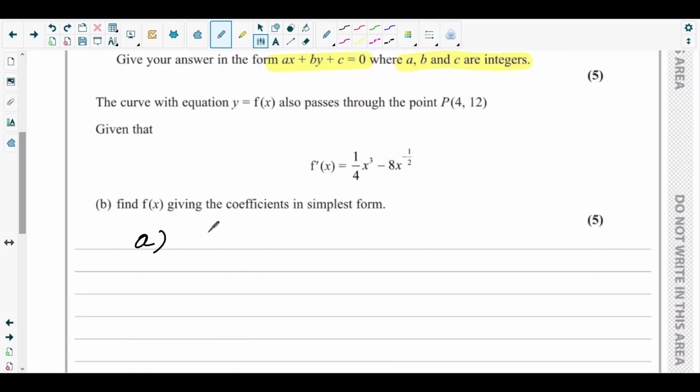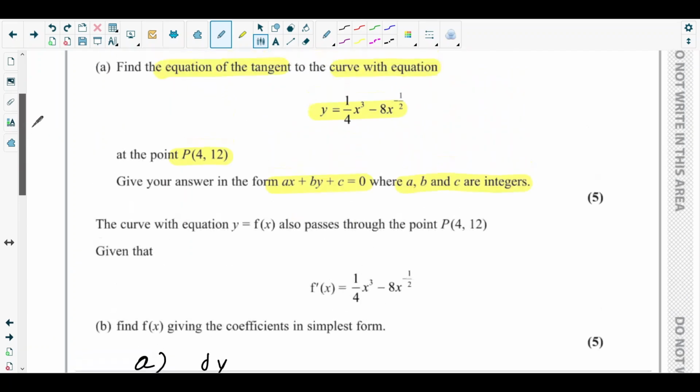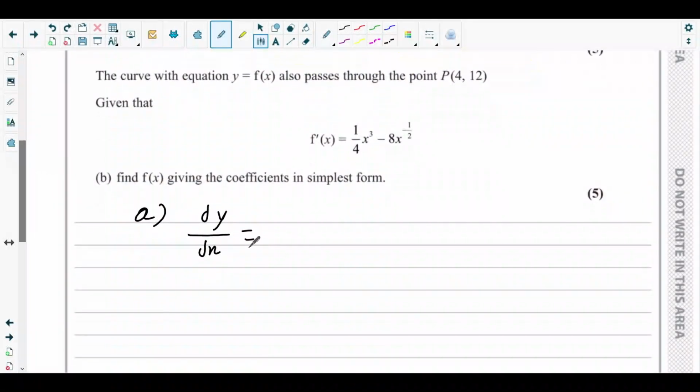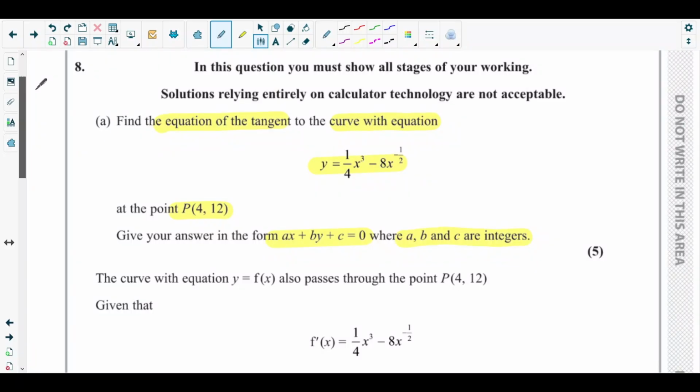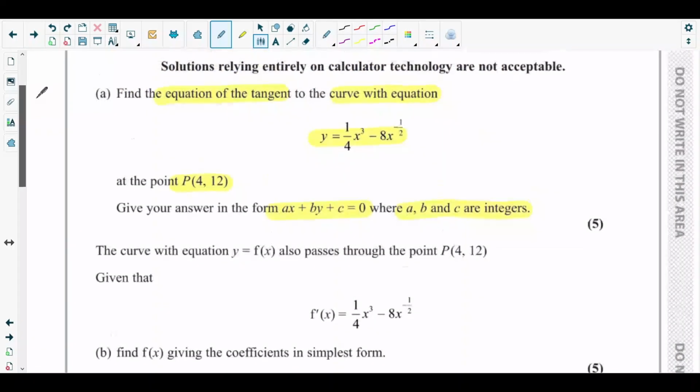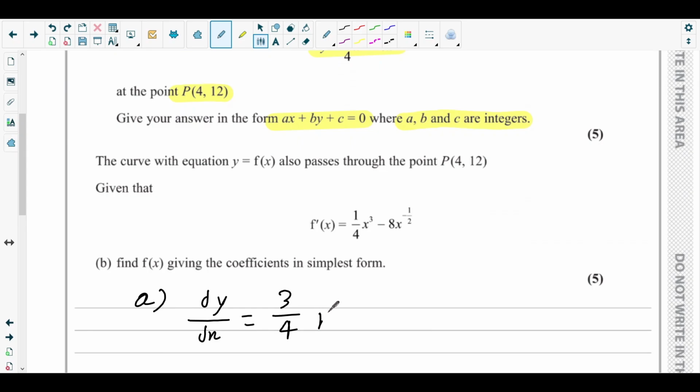Okay, y equals 1 over 4 x cubed. So let's differentiate to get the derivative, the gradient function. So dy over dx is what? 1 over 4 x cubed. In differentiation, we multiply the coefficient by the power of the variable. The power of the variable is 3 here, so 3 times 1 over 4 gives you 3 over 4. And then from the power of x, we subtract 1, so you will get x squared.